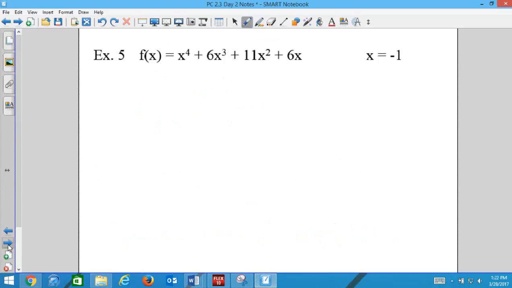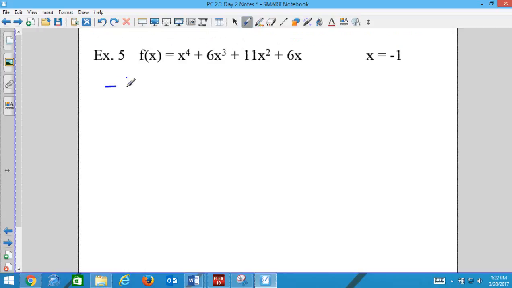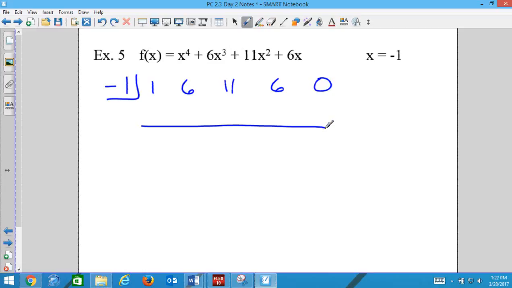Example 5 is a similar question. This time, I'm not giving you a factor. I'm instead giving you a 0. We're going to do kind of the same stuff. We're going to factor out that 0 to find anything else that we can. So we're going to do negative 1, and 1, 6, 11, 6, 0. Remember, if it's missing one of the powers of x, you have to put in a placeholder. There's x to the 0 at the end. Remember, it always ends in a constant. It's like x to the 0. I gave you this one so you know what to do if it was missing the last term.